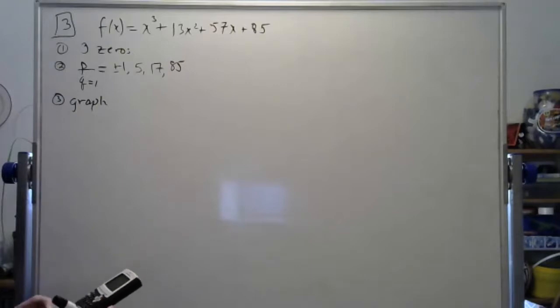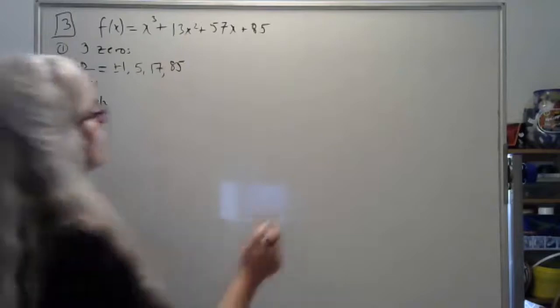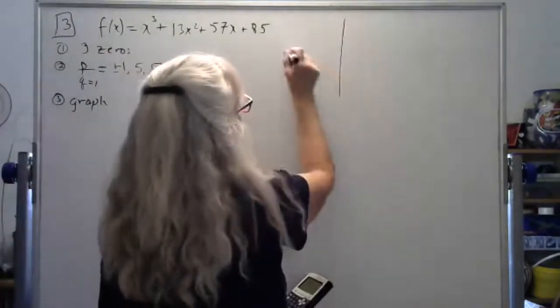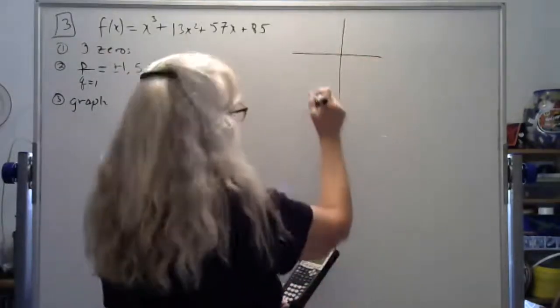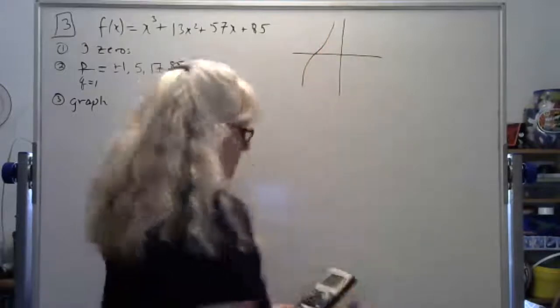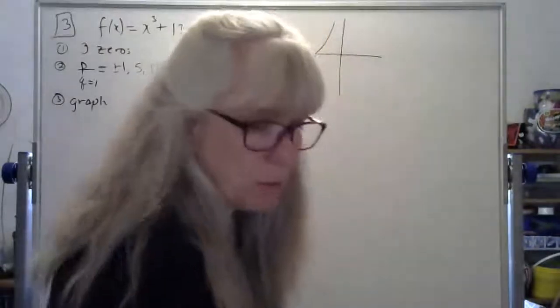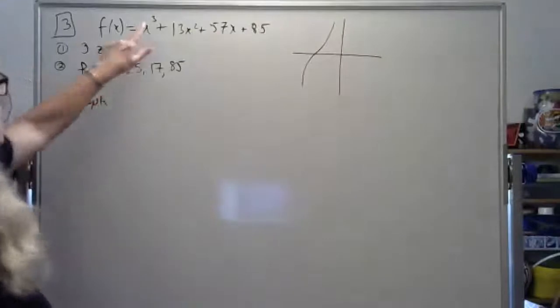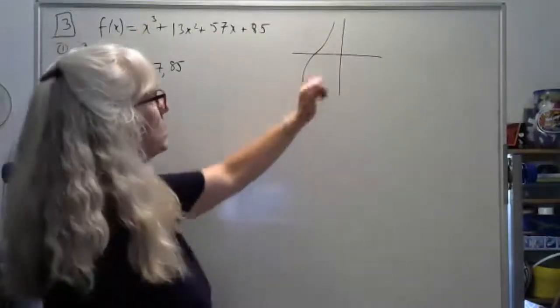Third. 13x squared. Plus 85. And so my graph looks something like this. It does look somewhat like we expect it to. It's an odd degree polynomial, so it starts below and ends above.